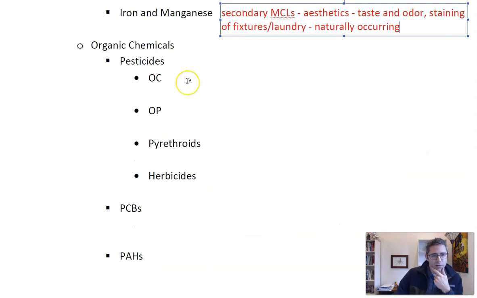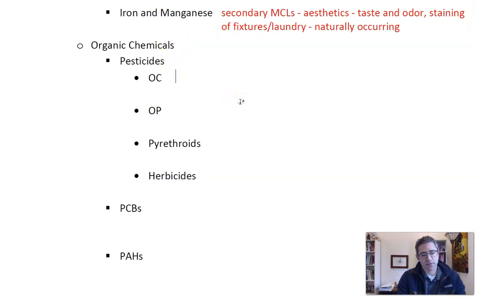And now we're going to move to organic chemicals. Organic chemicals, there's thousands, tens of thousands that are in use. So we can't cover all of them, but I'm going to cover some of the major categories of things we care about and know about. And the first is pesticides. So there's a lot of different classes of these.